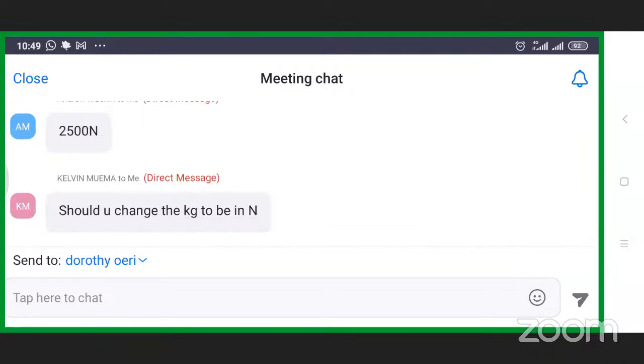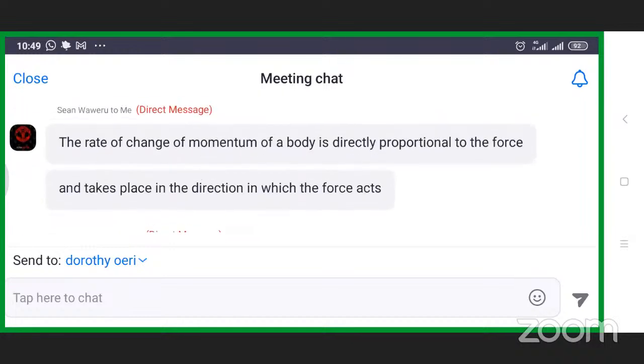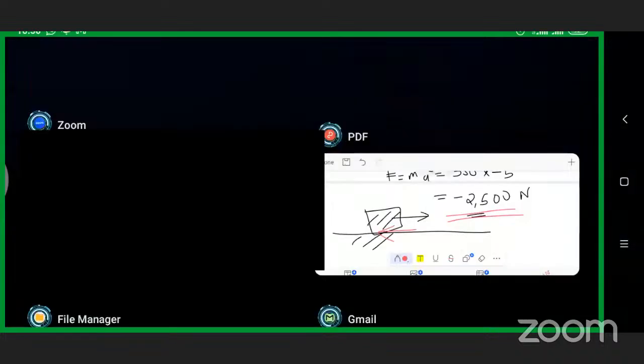So somebody had asked me if I should change the kg to be newtons. No, we are dealing with the mass. The equation is dealing with the mass. So the mass must just be in kg. It's already in SI unit. So what matters is that everything should be in SI unit. The mass should be in kilograms. Acceleration should be meters per second squared, that is acceleration.